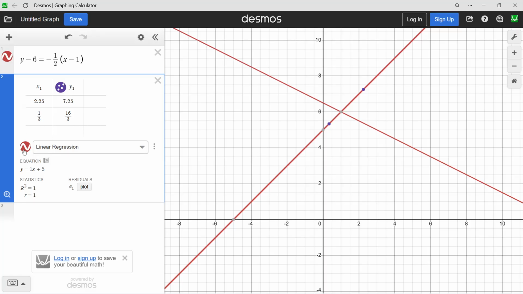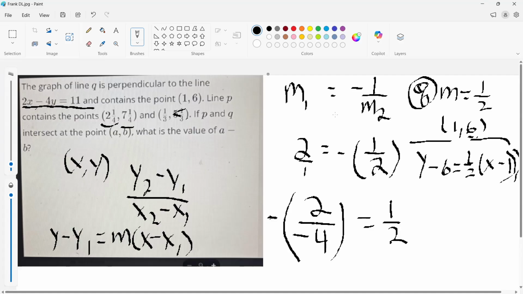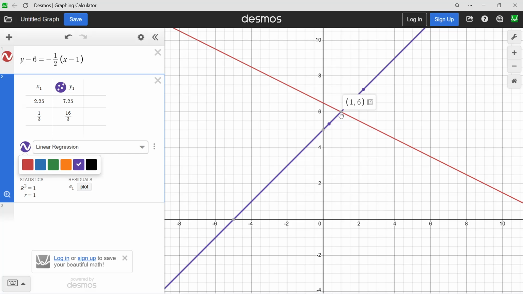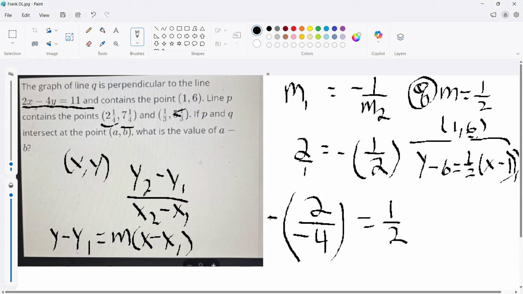If you want, you can change the color. I'm going to change it to purple so I can really see. And then I see where they intersect: (1, 6). Well, the intersection is the point that that other line contains, (1, 6). I paused a second because I said, wait a minute, that's (1, 6), that's the point they gave us for line P. So the value of a minus b, if it's (a, b), this is (1, 6), it's 1 minus 6 equals -5. So -5 is the answer to this one.